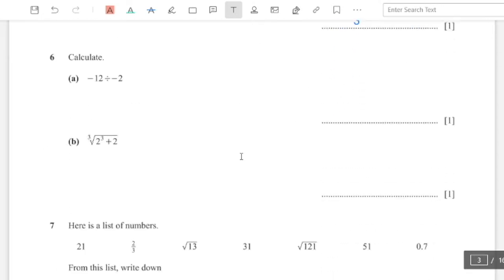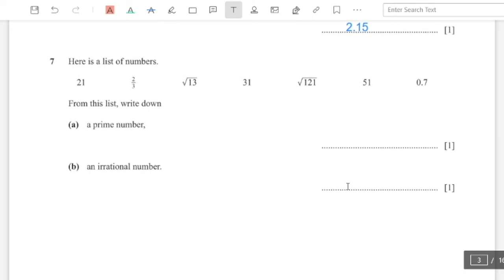Question number 6. Calculate -12 divided by -2. This is 6. B, cube root of 2 cube plus 2. So we simply put the values in the calculator and the answer is 2.15.